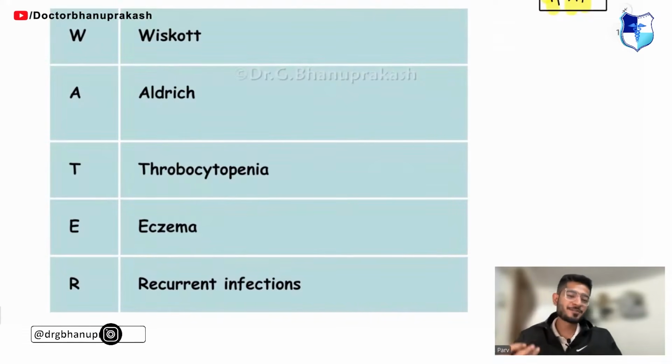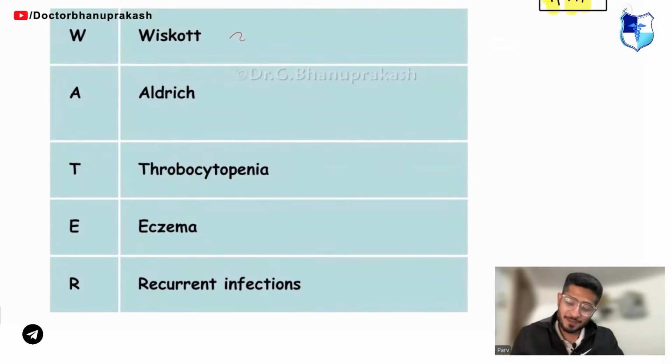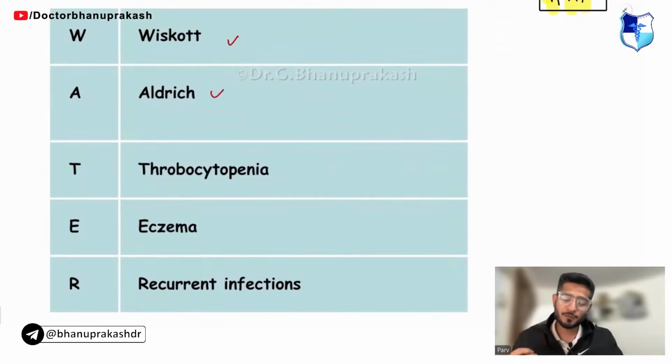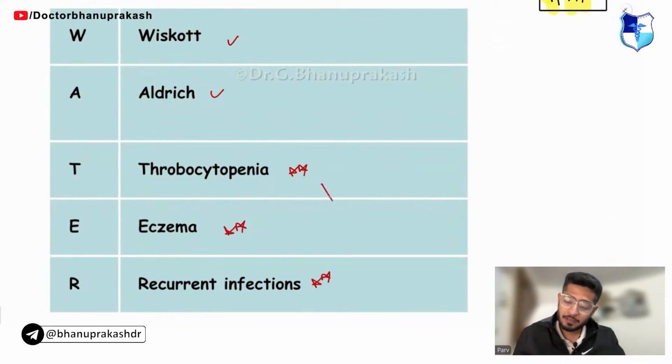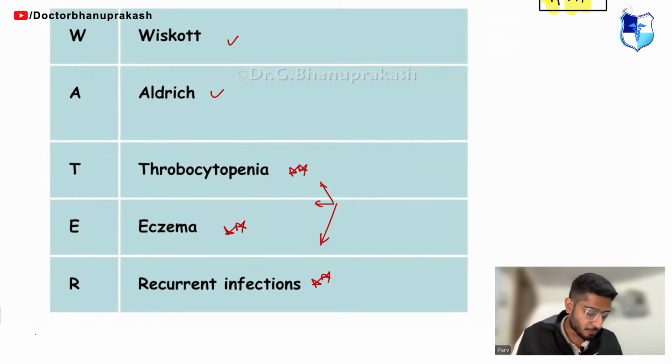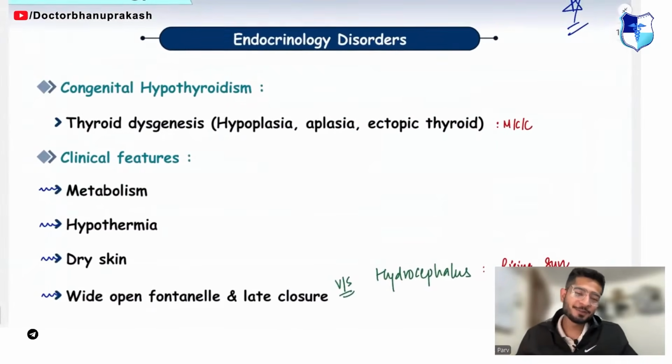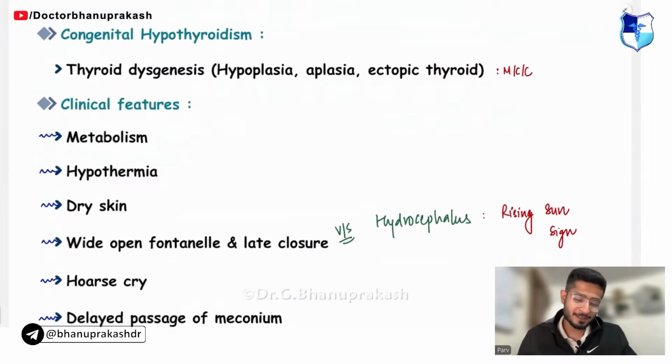Coming on to the next syndrome, Wiskott-Aldrich syndrome. Mnemonic is WATER. Wiskott-Aldrich syndrome has T, thrombocytopenia, E, eczema, R, recurrent infections. If you are having a triad of thrombocytopenia, eczema, and recurrent infection, this is actually Wiskott-Aldrich syndrome. Coming on to the last system, that is endocrine disorders.